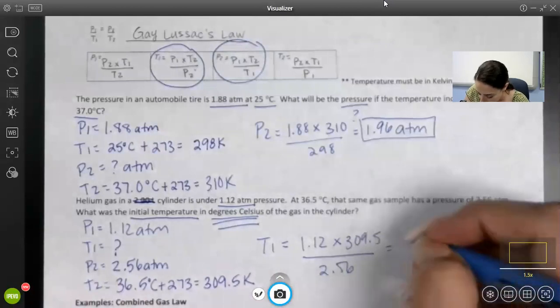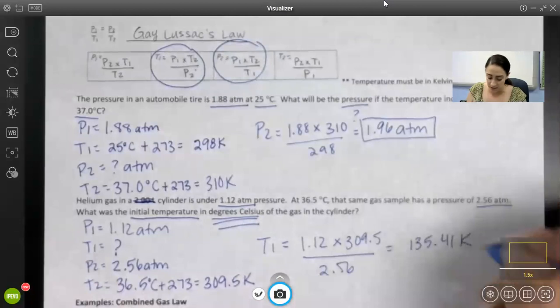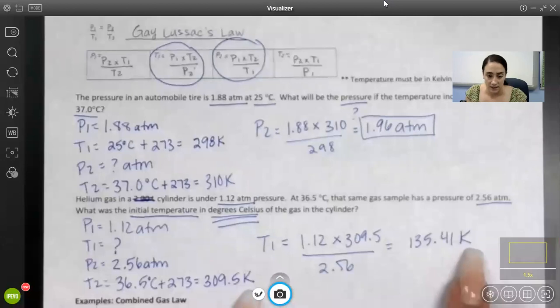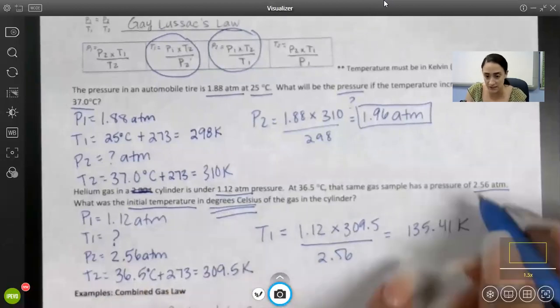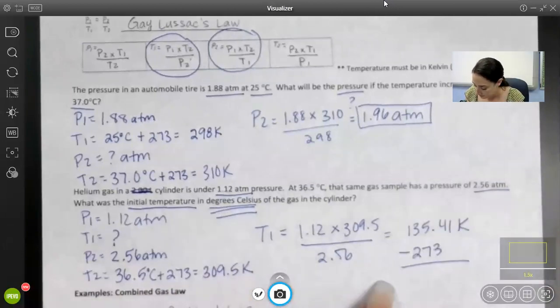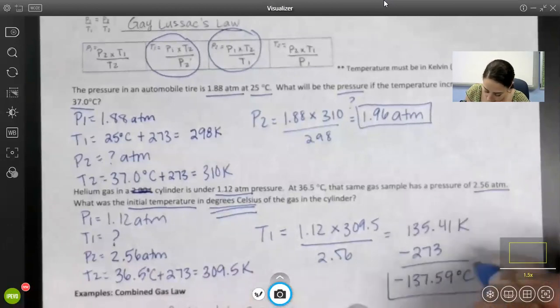We get 135.41. This is going to be in Kelvin because your other one is in Kelvin, so they have to match. The thing is that they want your answer in degrees Celsius. If you add 273 to Celsius to get to Kelvin, to reverse that and go from Kelvin to Celsius, you have to subtract 273. So you're actually going to get a negative answer, negative 137.59 degrees Celsius.